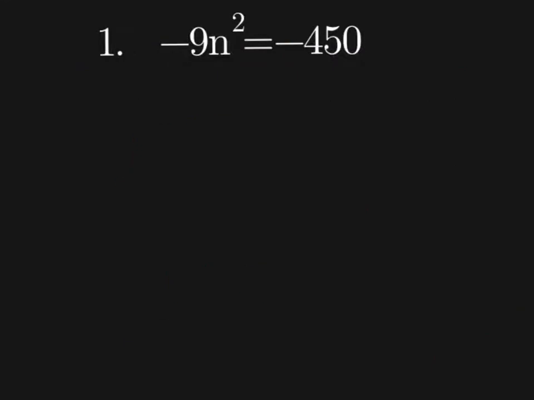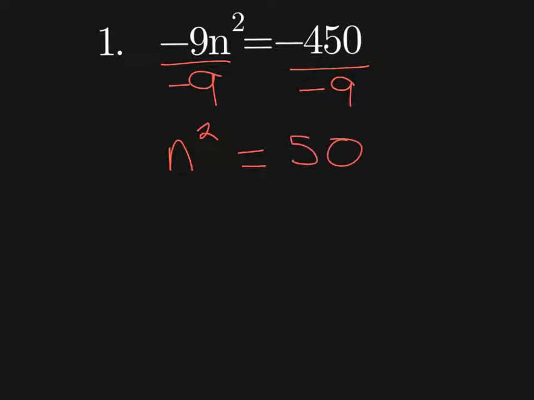Alright, so for example, we have negative 9n squared equals negative 450. Again, we're going to isolate our variable. We're going to go ahead and do our division. Negative 450 divided by negative 9. That looks like it's going to be 50. So at this step, we want to square root to cancel our square.